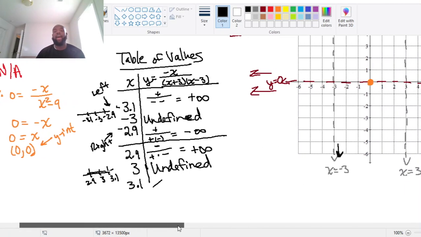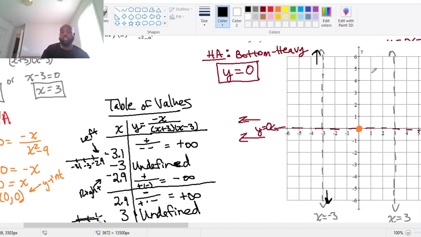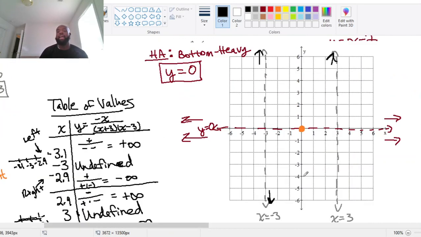So on my graph, 2.9 is on the left side of 3. My function is going to positive infinity. And if I plug in 3.1, which is on the right side, I get a negative divided by a positive times a positive, which is a negative infinity. And so on the right side of 3, my function is going to go to negative infinity, right? So I have all of the information I need.